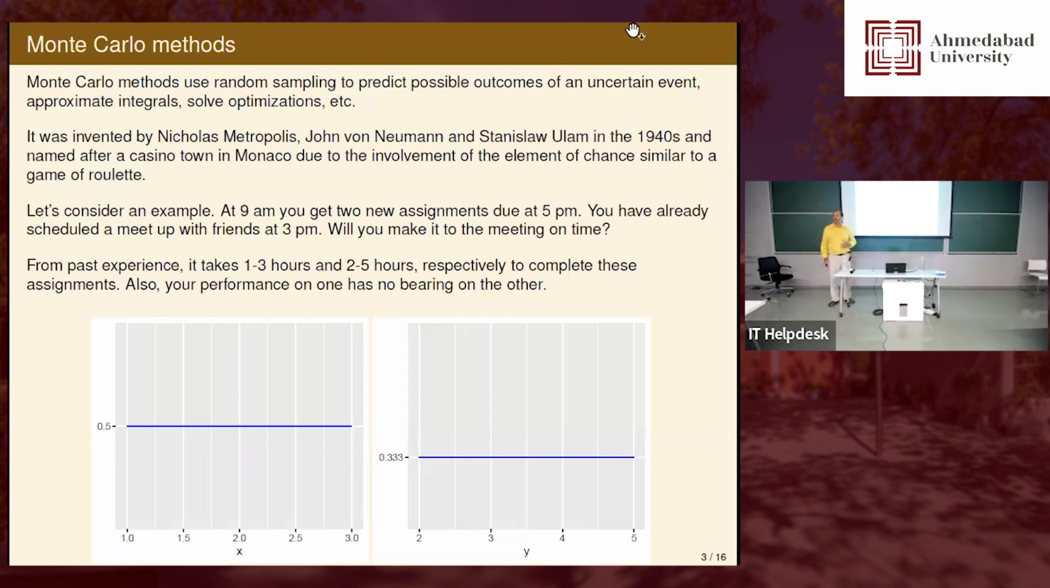Any help here? Do you think it will be uniform? No? Why not? Any intuition why it won't be uniform? So let's think of it this way. Will X plus Y taking values 3 be equally likely, the chance similar to taking values say near 5? Will it be similar? Or less, or more?